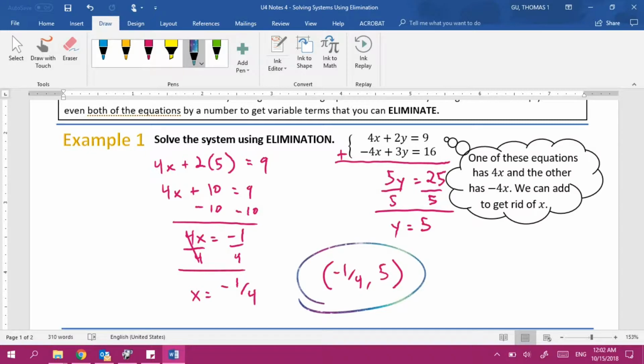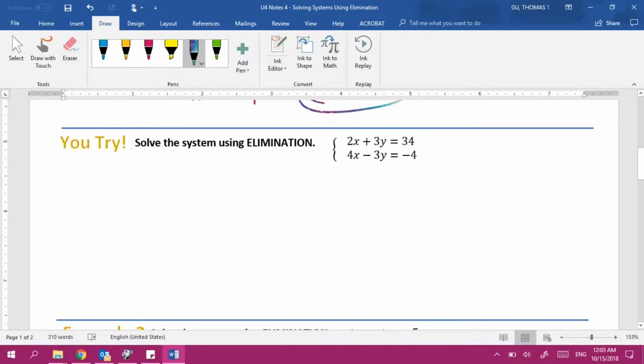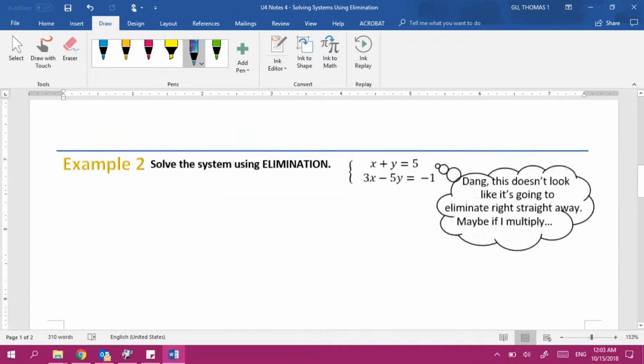Circle it with a galaxy pen. Now I want you to try the next problem, solving this system using elimination on your own. Let's go on to example 2 now.